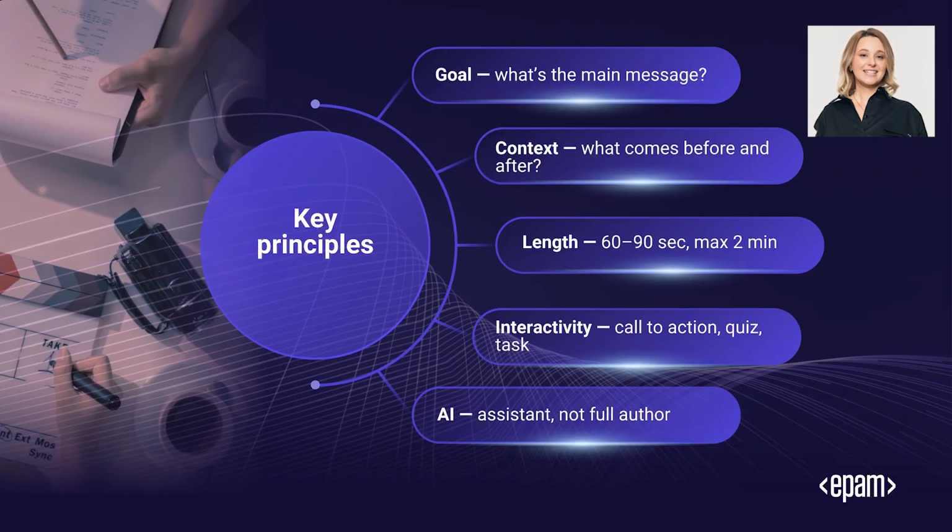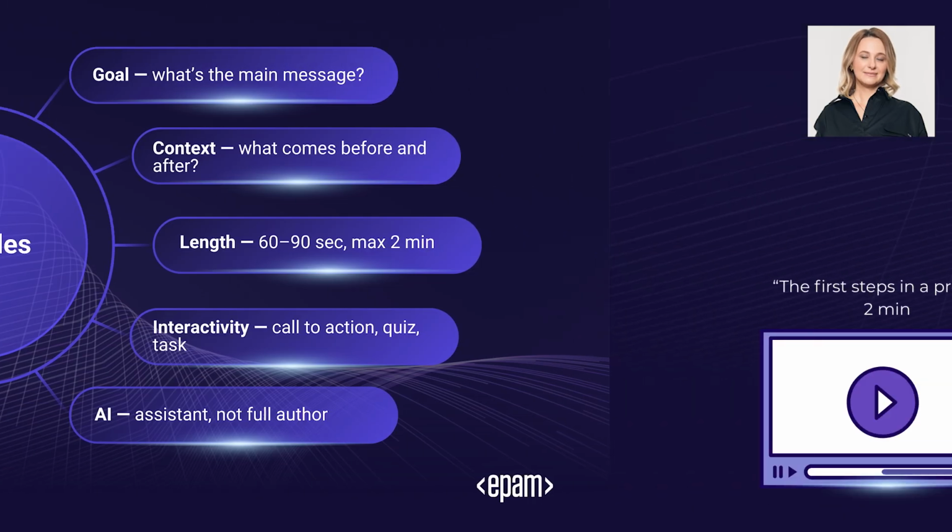The third rule: keep videos short. The best length is 60 to 90 seconds, and the maximum is 2 minutes. Why? Because learners lose focus after 2 minutes. If you have more to say, it's better to make 2 short videos than 1 long one.